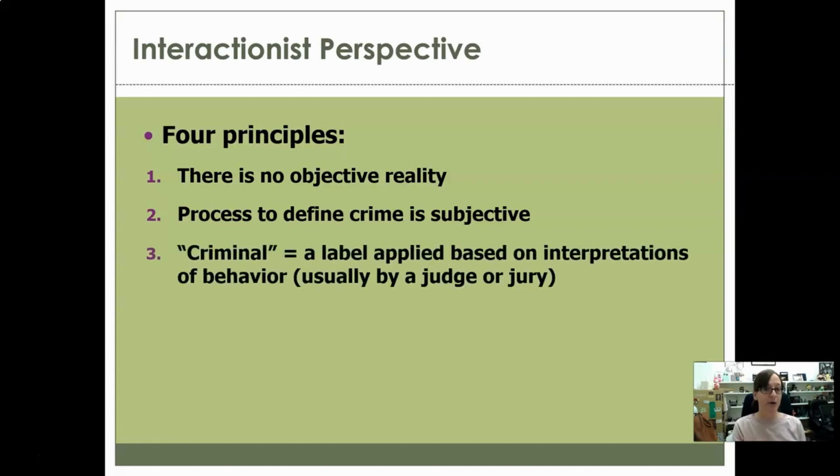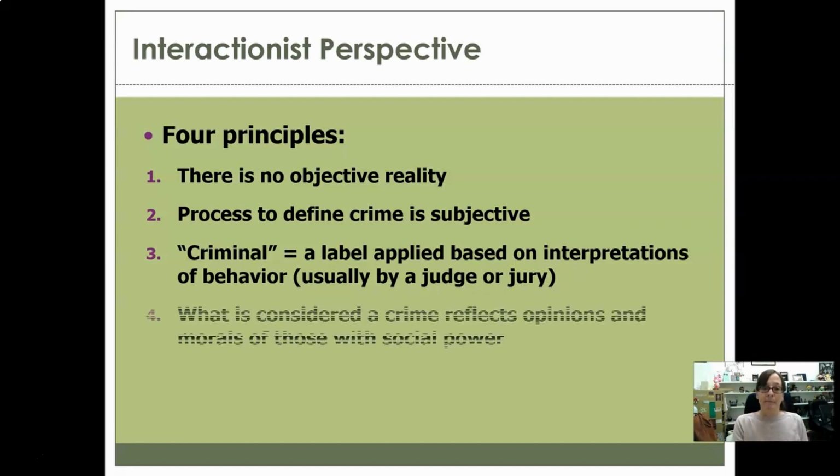Then that means that the criminal label is applied based on the interpretations of the behavior. And usually this means interpretations by a judge or a jury, but there can also be the court of public opinion, and that can play a role as well. And so what is considered a crime then reflects the opinions and the morals of those with that social power. And so the difference from the conflict perspective is that those with power may or may not be politicians.